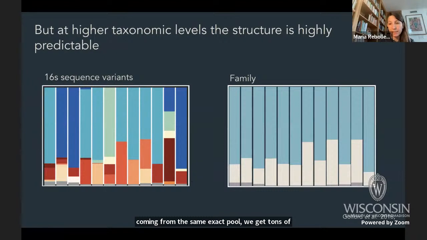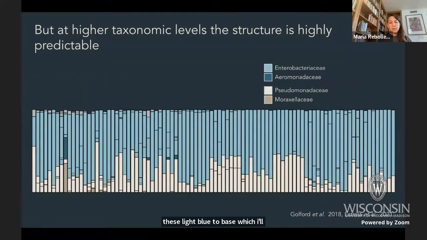But at the family level, they look pretty reproducible, and we can actually even predict quantitatively this ratio of this light blue to beige, which I'll talk more about. And so we can do this with many more communities, this time coming from different sources, and what we get is this fairly predictable ratio of Pseudomonadaceae or Moraxellaceae to Enterobacteriaceae and Aeromonadaceae.